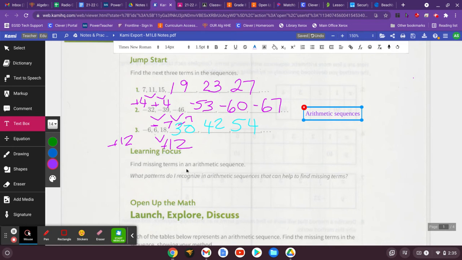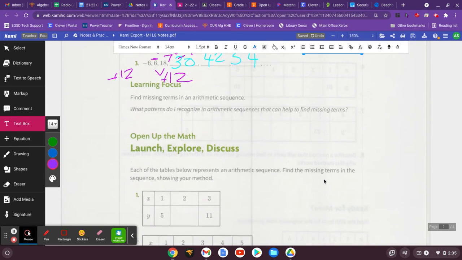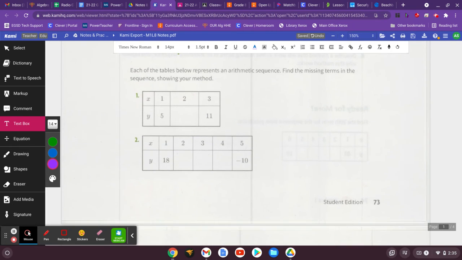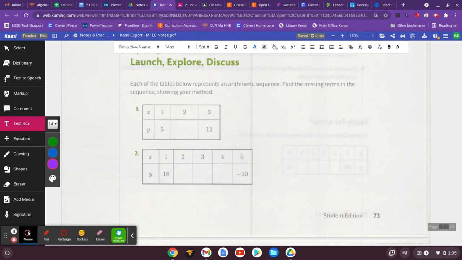All right, so learning focus. We're going to find missing terms in an arithmetic sequence. So we're looking for the patterns and seeing if we can figure out how to find those missing terms. The table below represents an arithmetic sequence. Find the missing terms in the sequence, showing your method.